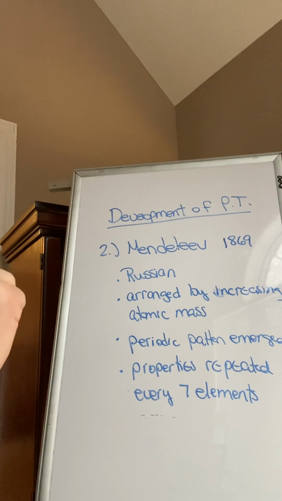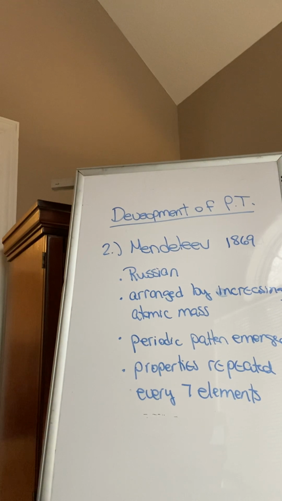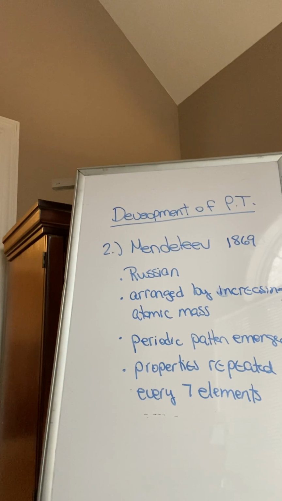Today we know that it's actually every 8 elements. This periodic pattern still applies today, but it's every 8 elements because in his day, in 1869, the noble gases had not been found yet. We didn't know about them. So there were no noble gases on his periodic table.